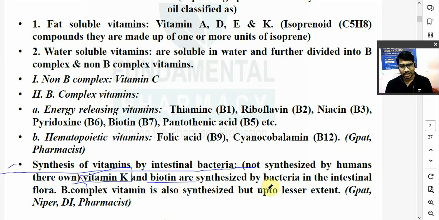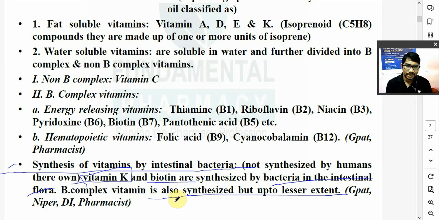You have to remember, B complex vitamins are also synthesized but to a lesser extent. बी कॉम्प्लेक्स विटामिन और विटामिन के ये आपके बॉडी में बनते हैं, बाकी विटामिन आपके बॉडी में बनते नहीं है. बस दो ही याद रखना है. There is only one vitamin from the lipid soluble vitamins, that is vitamin K, and to some extent vitamin B complex they are synthesized in the body. Other vitamins they are not synthesized in the body, they have to be supplemented from the diet.